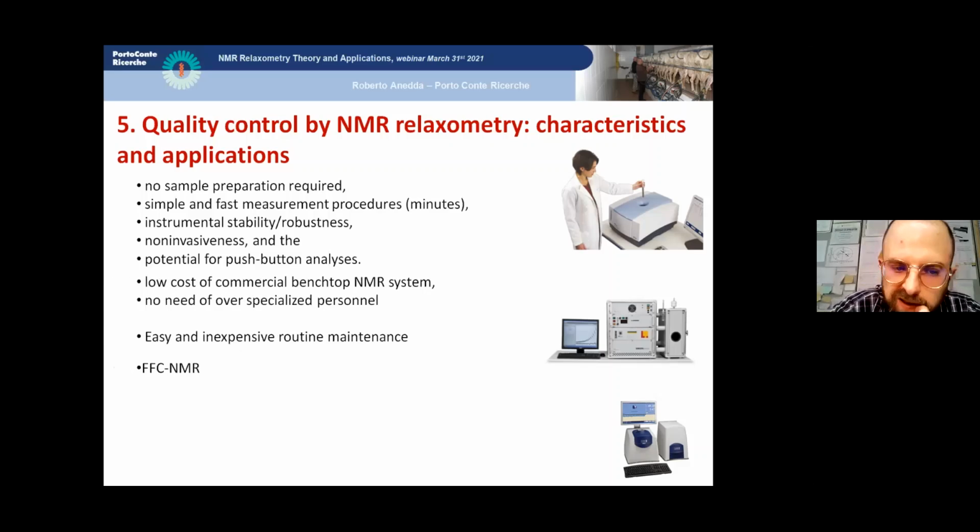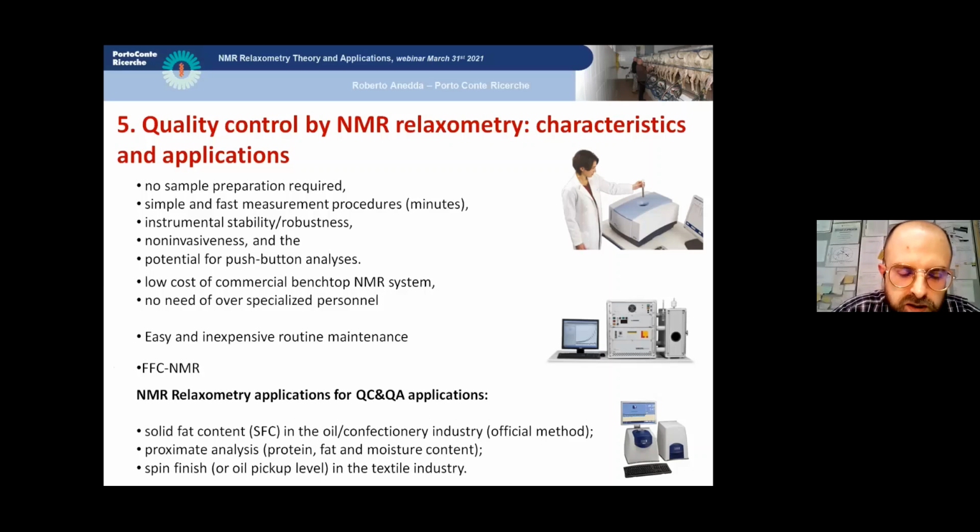Fast field cycling NMR shares most of the TD NMR benefits. In addition, it has an important advantage over fixed-field instruments because it can probe a range of fields. It allows investigating both very slow and fast molecular motions.